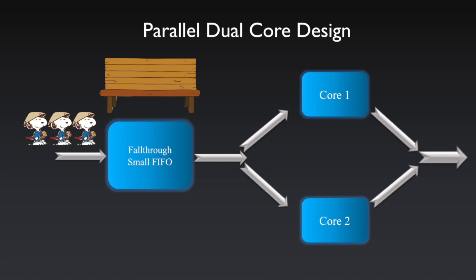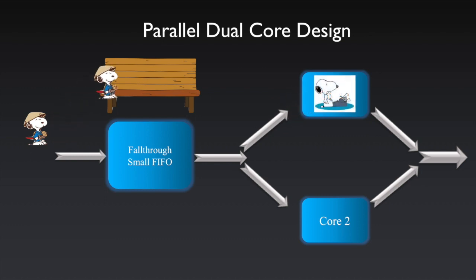Let's talk about our network processor design. We used a parallel dual-core design for our processor. In this design, we use a state machine to achieve the functionality. The first and second packets will go into two cores separately and be processed by our dual core.